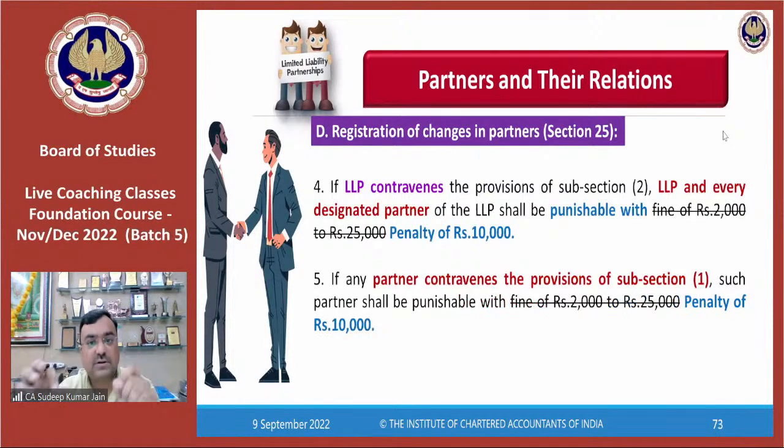If contravention in subsection 2 informing, then penalty is 10,000. किस पर? LLP और पार्टनर पर। इफ वन में कुछ दिक्कत आती है, यानी कि पार्टनर इन्फॉर्म नहीं करता है, तो पेनल्टी किस पर? पार्टनर पर। कितने रुपए की? 10,000। क्लियर?